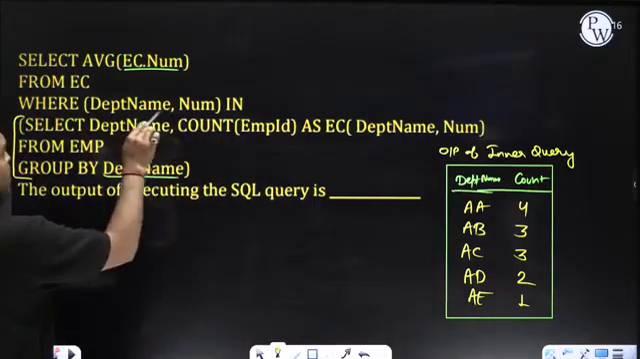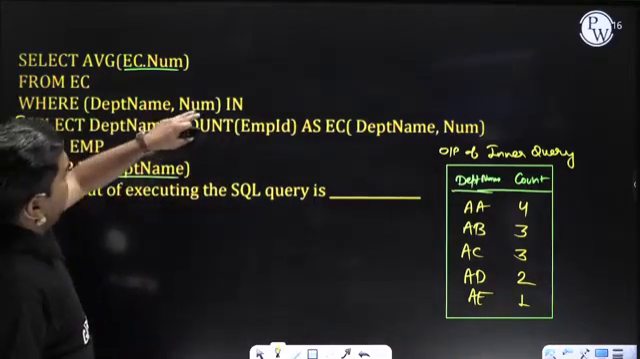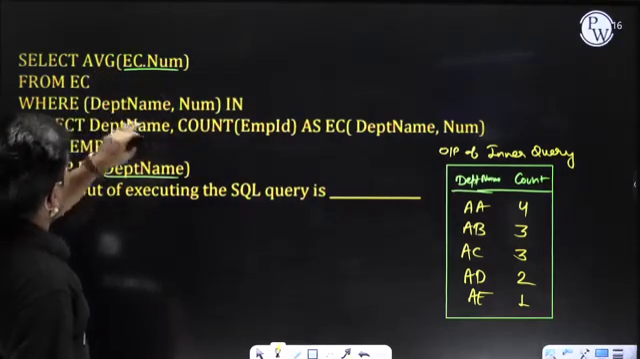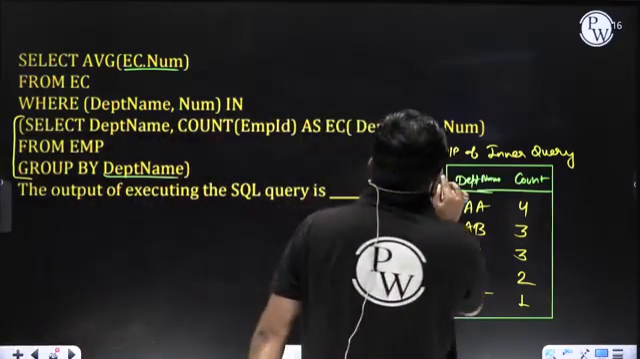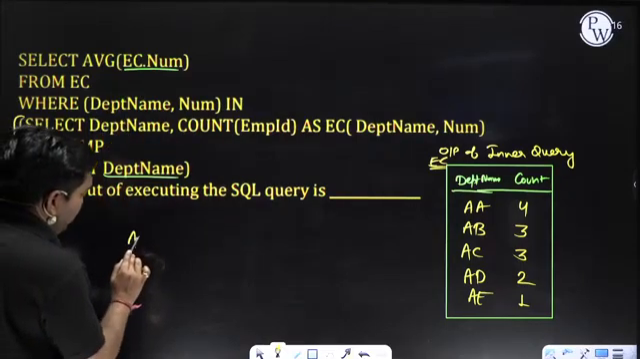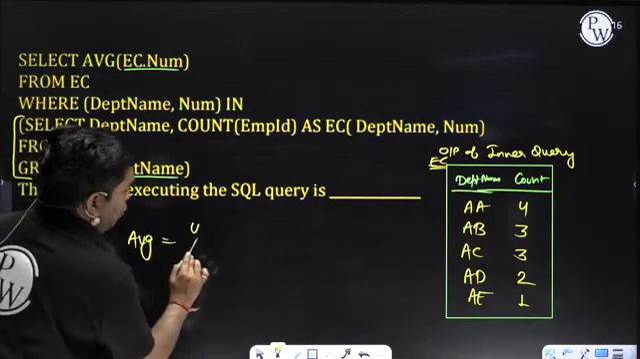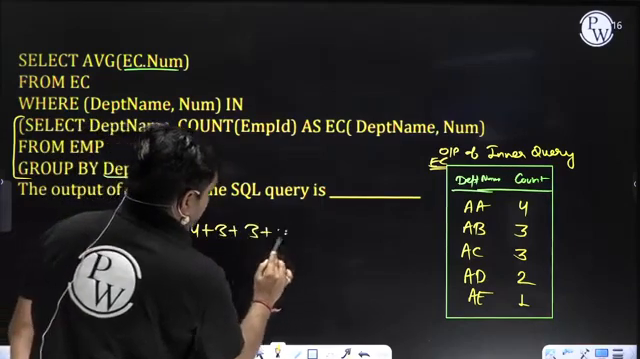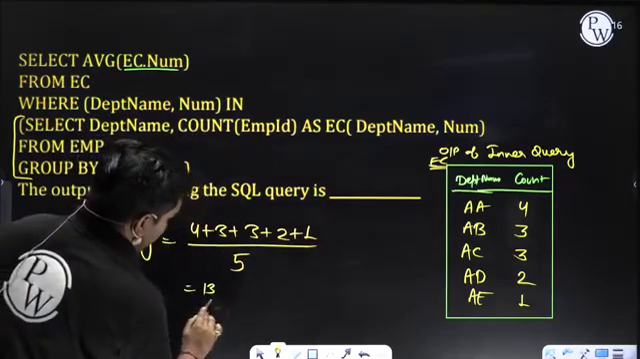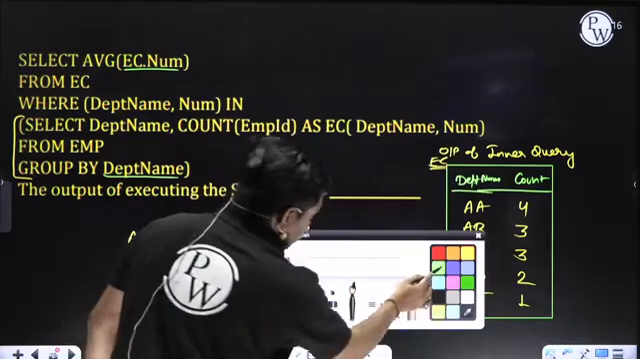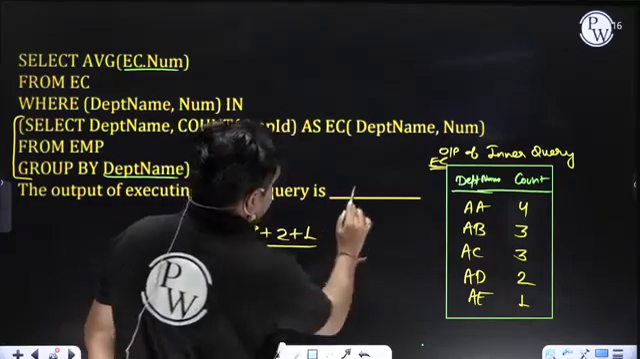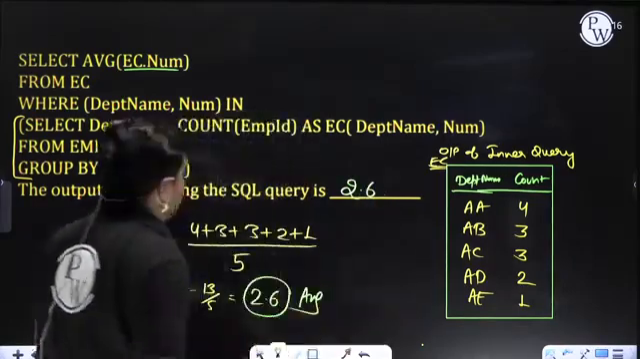The department number and department name with the IN operator is used from EC. What do we have to compute? EC dot number. So my dear student, this table is known as EC. So we have to compute the average of EC dot number. How do you compute the average? You can see 4 plus 3 plus 3 plus 2 plus 1 divided by 5. So you are getting 13 divided by 5, that is 2.6, which is the correct answer, my dear. So you can say 2.6 is the average.